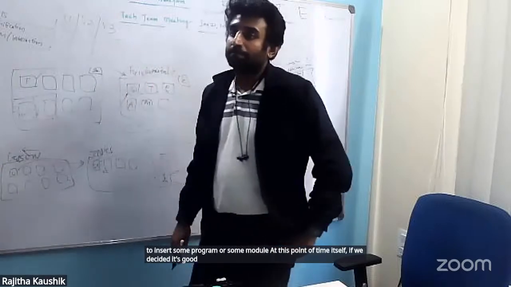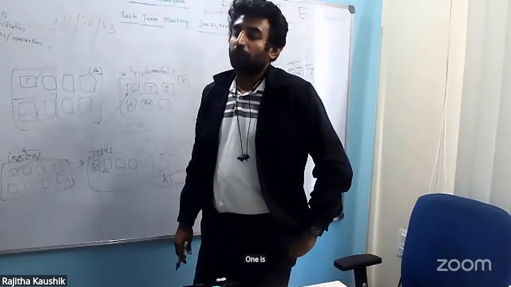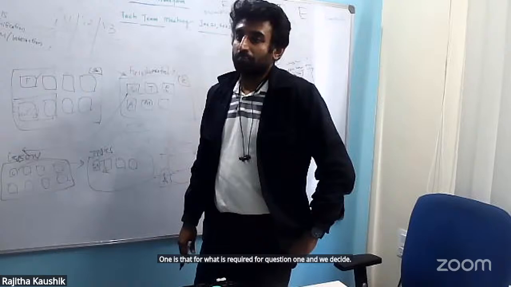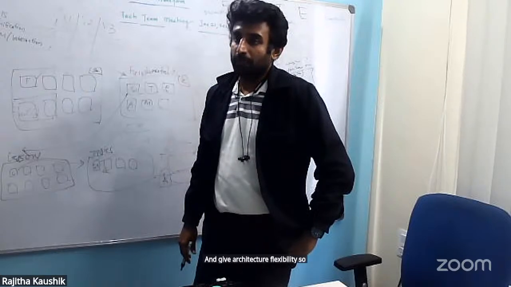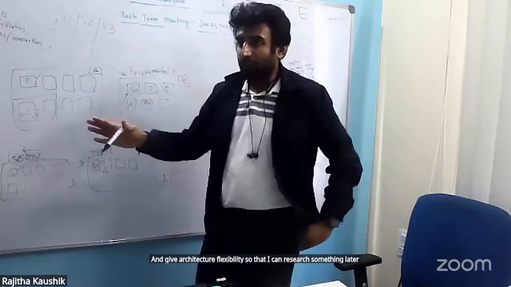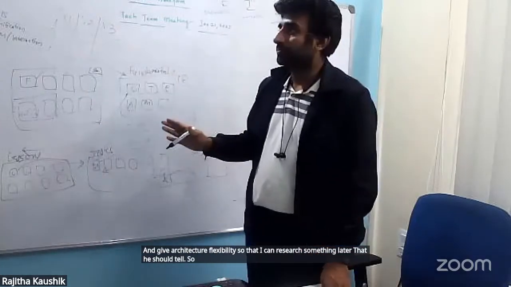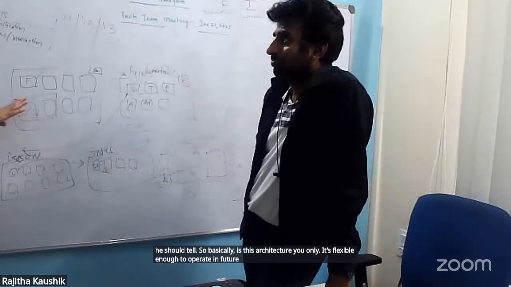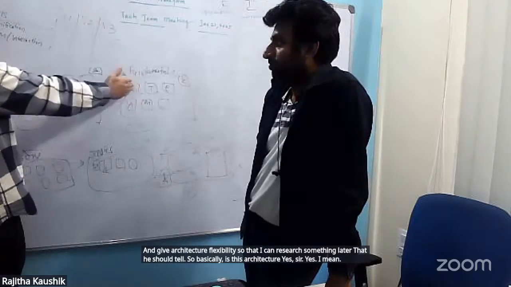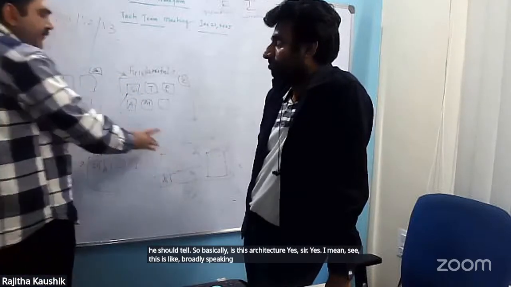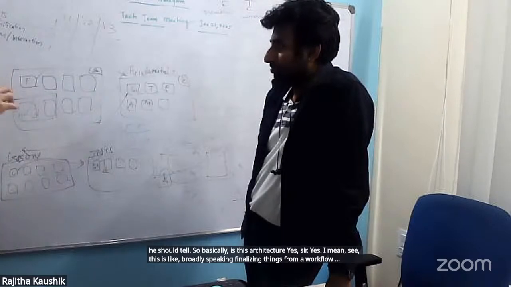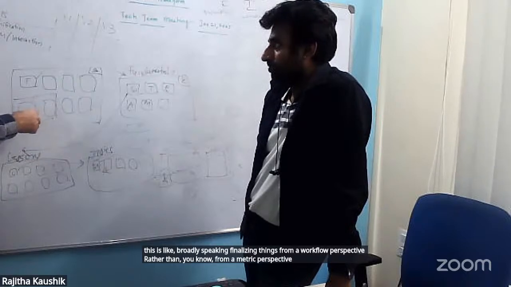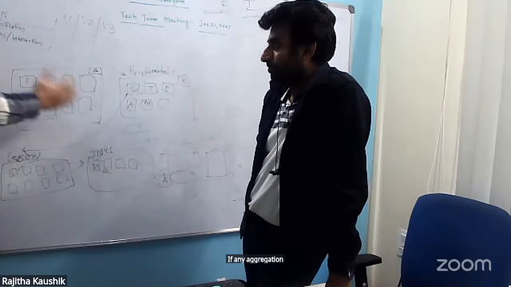See, one is that for what is required for version 1, we decide, and give architecture flexibility so that I can insert something later. That he should tell. So basically, is this architecture, UI design and all flexible enough to accommodate future needs? Yes. Broadly speaking, this is about finalizing things from a workflow perspective rather than a metric perspective. If any aggregation is missing, we should definitely take care of it right now.